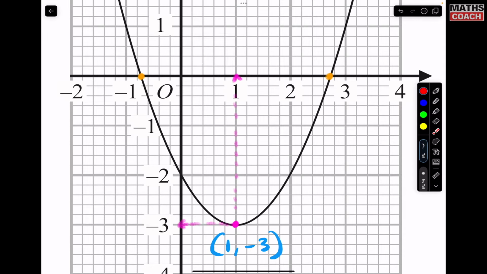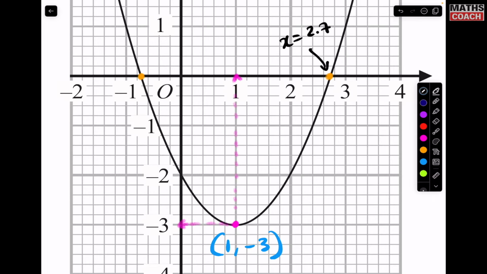We can see here we've got 2 and 3, and we've got 1, 2, 3, 4, 5. So that's 2.2, 2.4, 2.6, 2.8, and 3. And it's between 2.6 and 2.8, which is 2.7. So we can say right here that x is equal to 2.7. That's one of our roots.